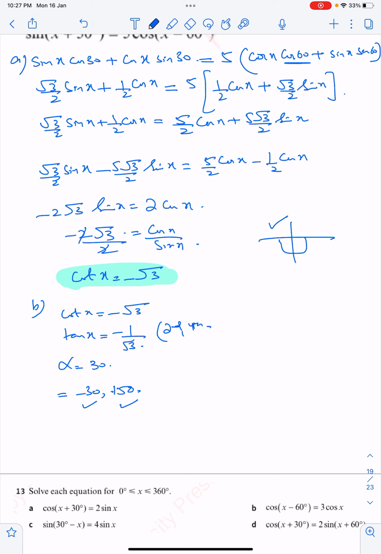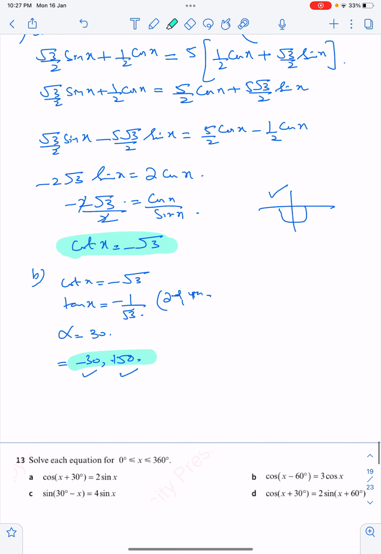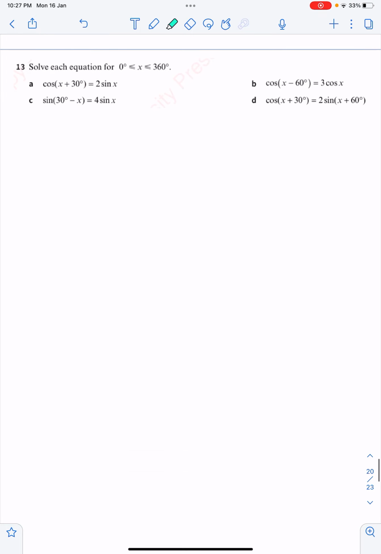Okay, starting with the next question now. Solve each of the equations for x greater than or equal to 0 and less than or equal to 360. So I can just do two of these, the A part and the D part. For the A part, cos of x plus 30 degrees equals 2 sine of x.